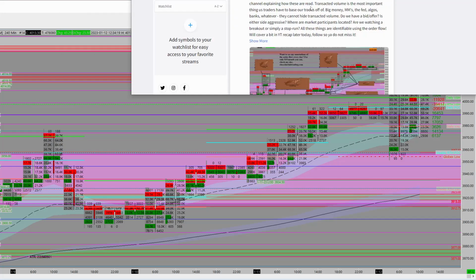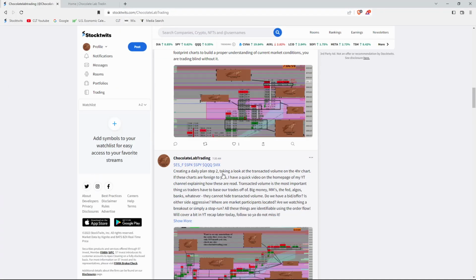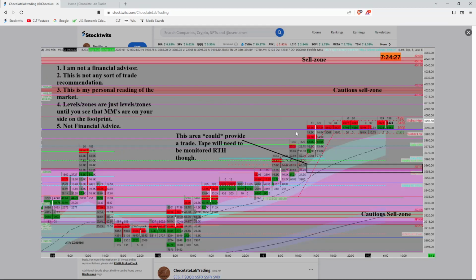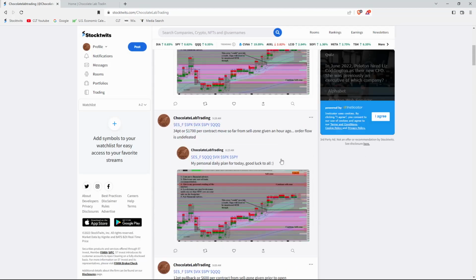I think, is there anything else I want to go over here? Right, this is annotated on the daily, and this was the daily plan. So cautious sell up here. Right, this was the high of CPI, and this area could provide a trade, but the tape had to be monitored. Most of the time, levels are pretty obvious on the order flow, and then sometimes they're not as obvious, so I don't feel confident enough saying, oh, I just realized I said sell zone, obviously meant buy zone. Not marking it as a buy zone, but obviously when the tape is monitored, we just looked at it, we had a bid, we had exhaustion, very clean. I believe that was everything.